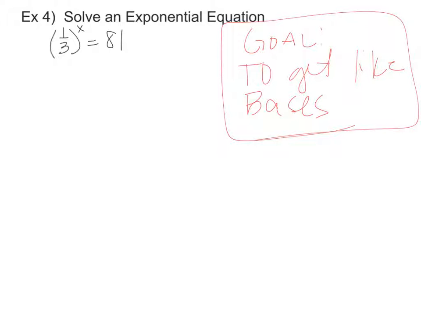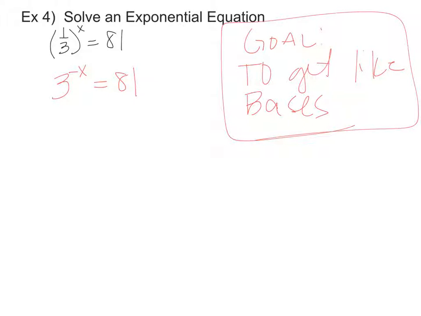Now, for this particular problem, I have a 1/3. Because I want to get something that's a like base, the same as with the problems that we just did, where you have a base that's a fraction, in order to move that 3 to the top, you have to make it a negative exponent. So I'm going to rewrite this as 3 to the negative x is equal to 81. And that now makes a solid base that we're looking at and is easier to find.